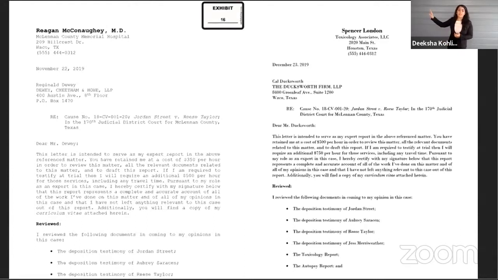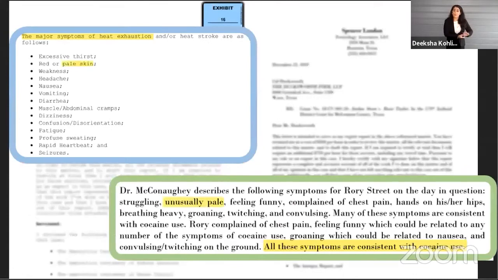Exhibit 16, our expert's report. Exhibit 18, the defense's expert report. The symptoms of heat stroke caused by cocaine are the same as the symptoms for heat stroke caused by anything else. Those signs were in front of the defendant's face, and the defendant didn't stop pushing Rory Street. That's negligence.